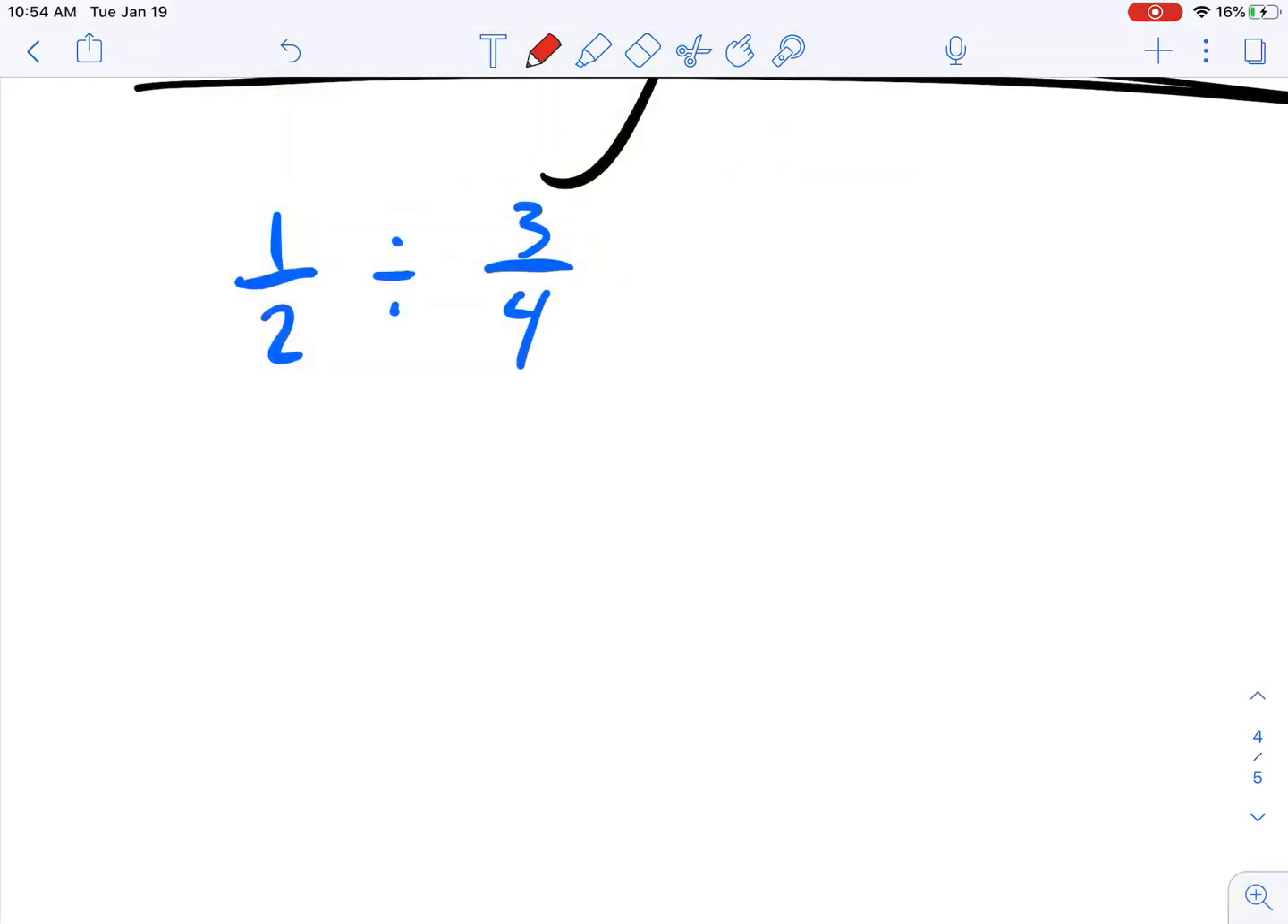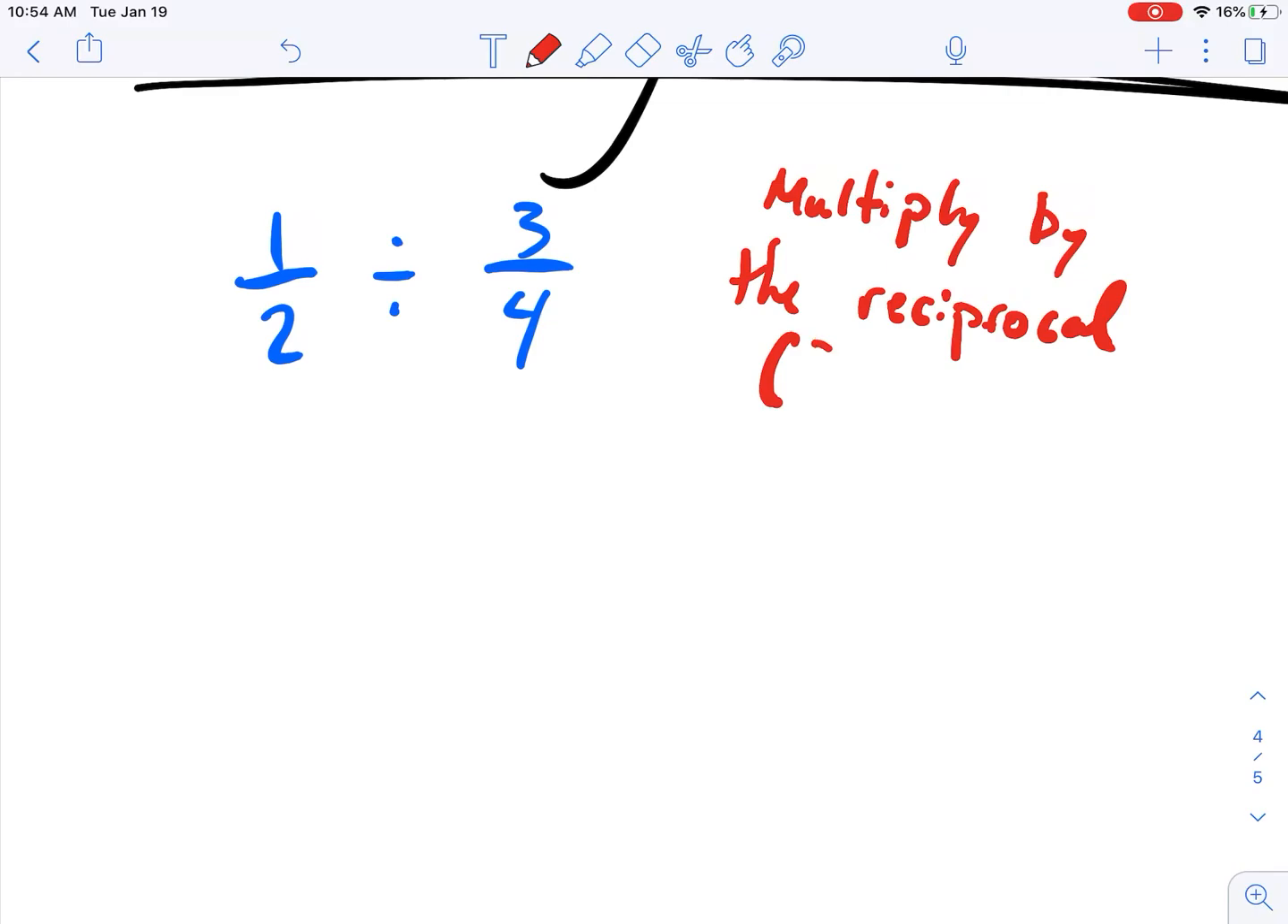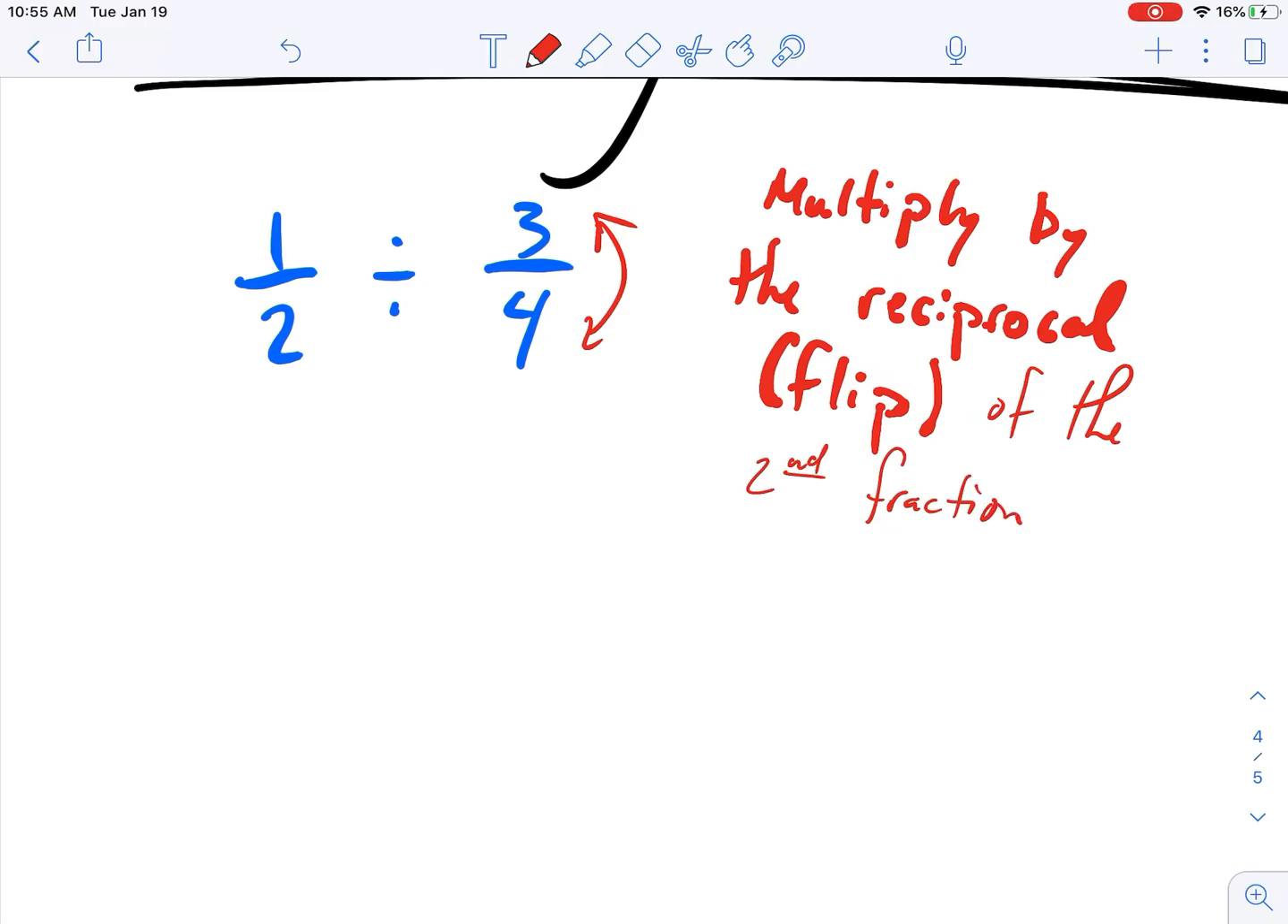When you divide fractions, what you are actually going to be doing is you multiply by the reciprocal, which means the flipped fraction. So you're going to multiply by the reciprocal. So you're going to flip the second fraction. Reciprocal of the second fraction. Okay, so this is actually how you do it.